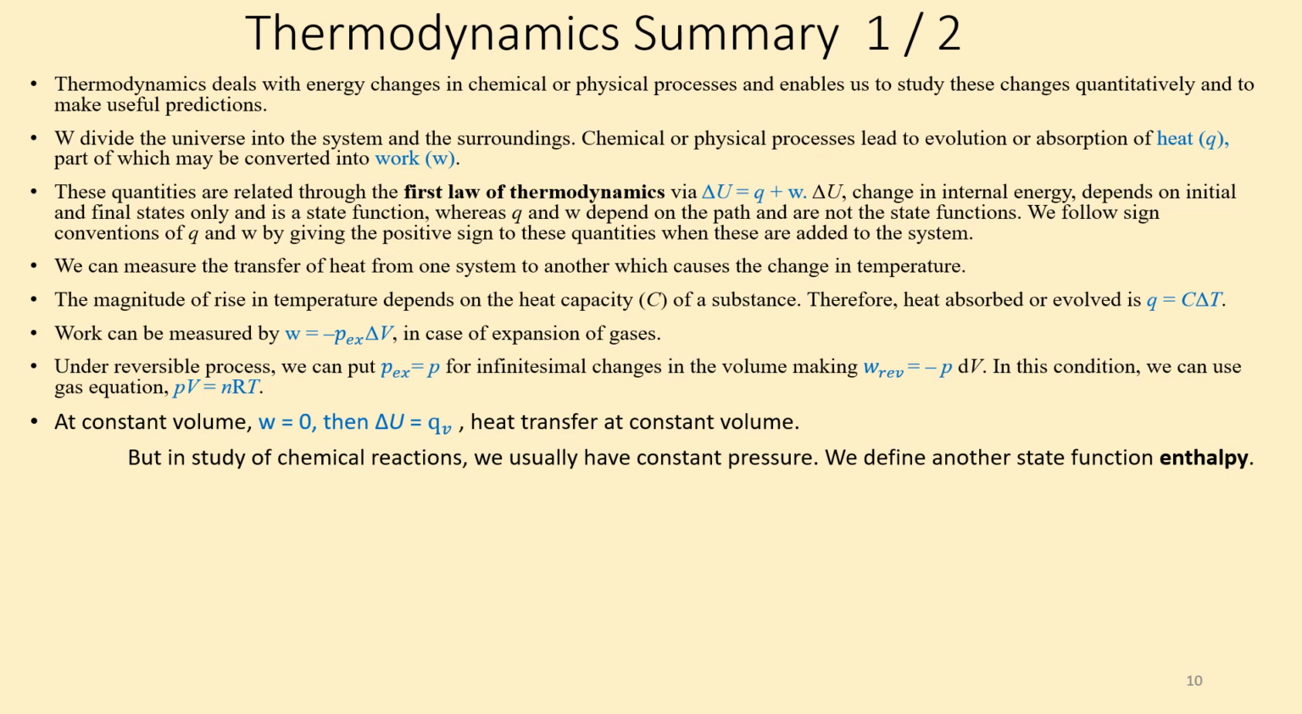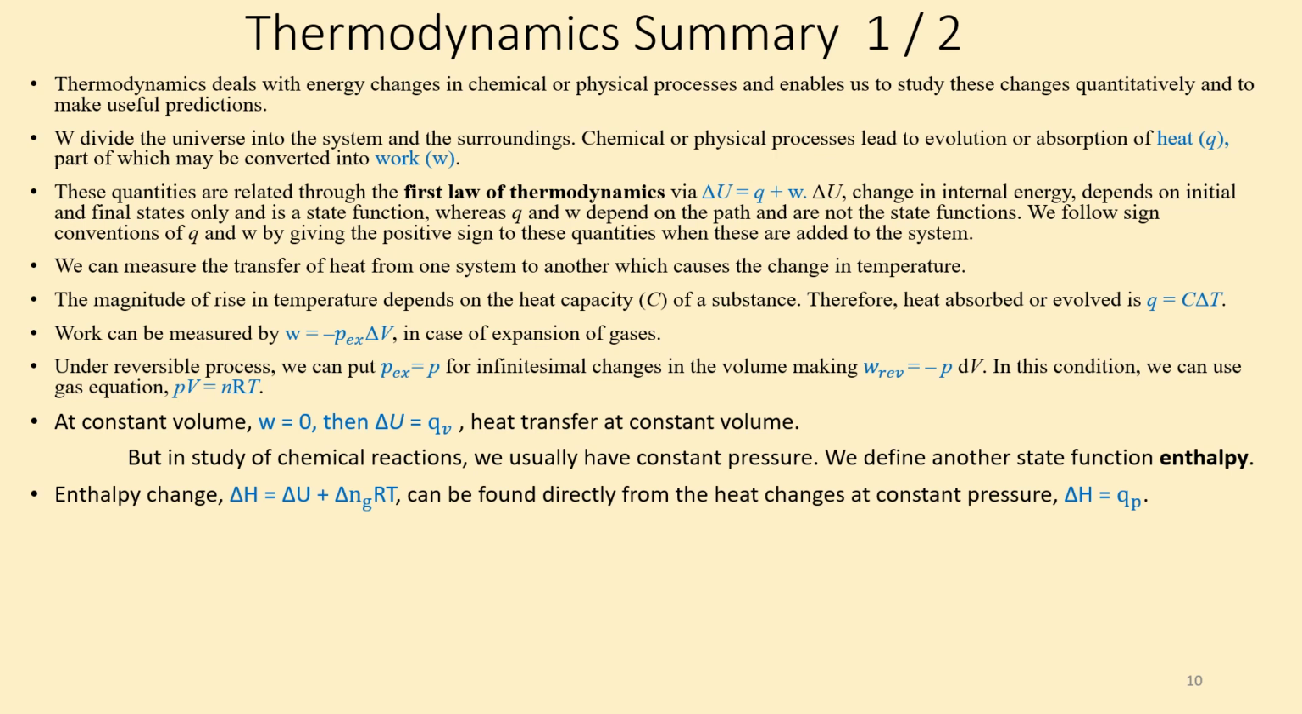But in the study of chemical reactions, we usually have constant pressure. Therefore, we defined another state function, enthalpy. Enthalpy change delta H is equal to delta U plus delta ng into RT, and can be found directly from heat changes at constant pressure. That is delta H is equal to QP, the quantity of heat at constant pressure. Here in this equation, delta ng is the change in the number of moles in gaseous state.